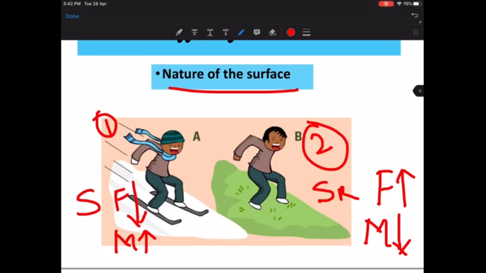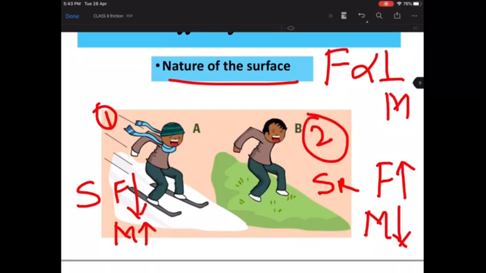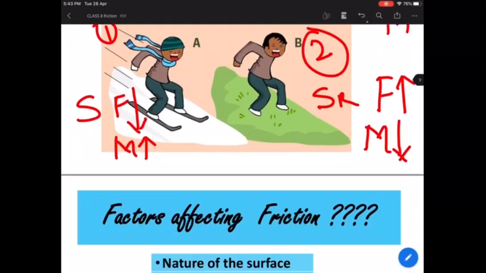So the one point that you can take back from this slide is that friction and motion are inversely proportional to each other. If the friction is more, the movement of the body is going to be less. If the friction is going to be less, then the movement of the body is going to be more. So they are inversely proportional to each other. Okay, and a smooth surface will provide less friction. Because it provides less friction, the movement is going to be more. So that is about the nature of the surface.